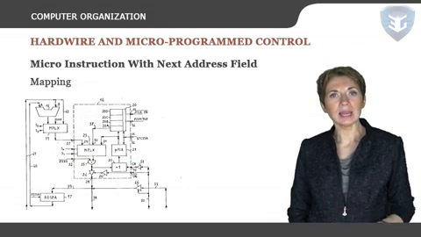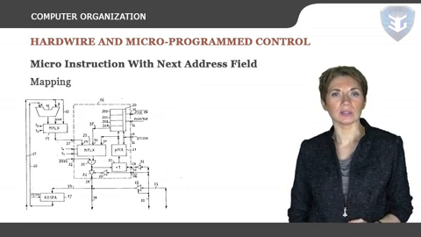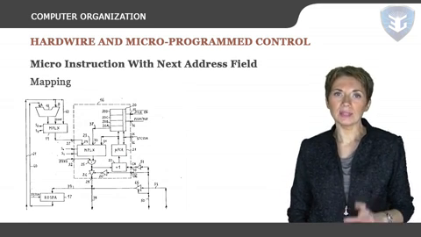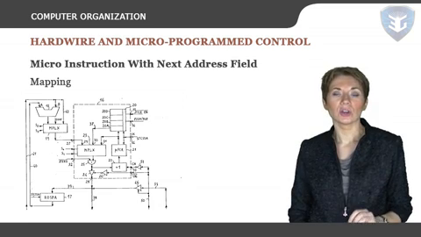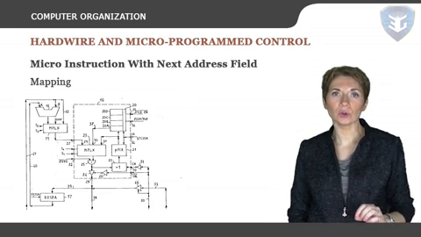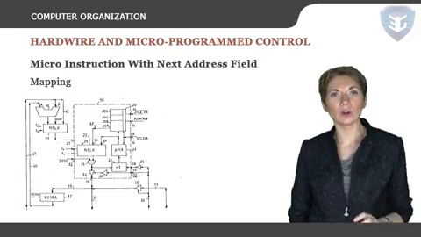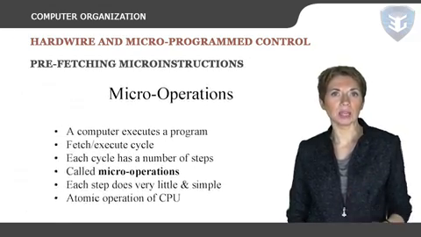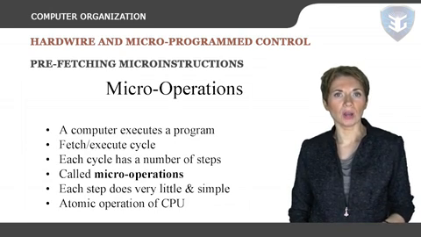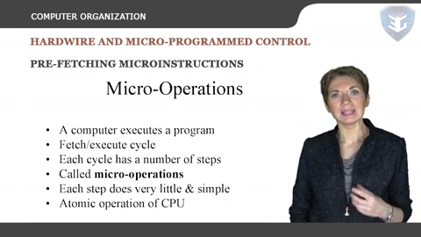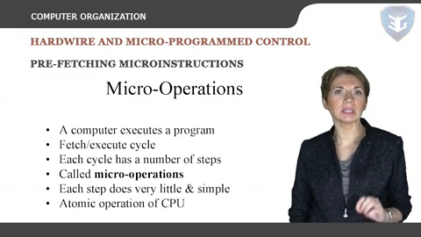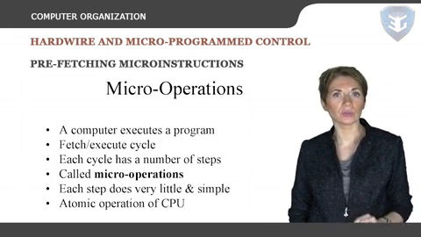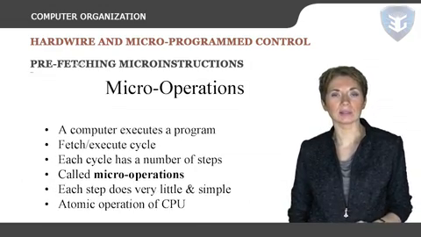Mapping. The next step is to generate the microoperations that execute the instruction. This involves taking the instruction's opcode and transforming it into an address for the instruction's microprogram in control memory. This process is called mapping. Prefetching microinstructions. The major drawback of microprogram control is the inherently slower operating speed of the computer. Fetching a microinstruction from the control store takes considerably longer than generating equivalent control signals using hardwired circuits.